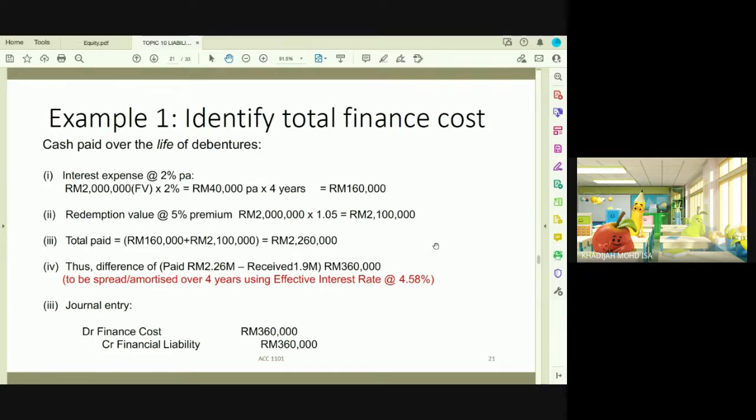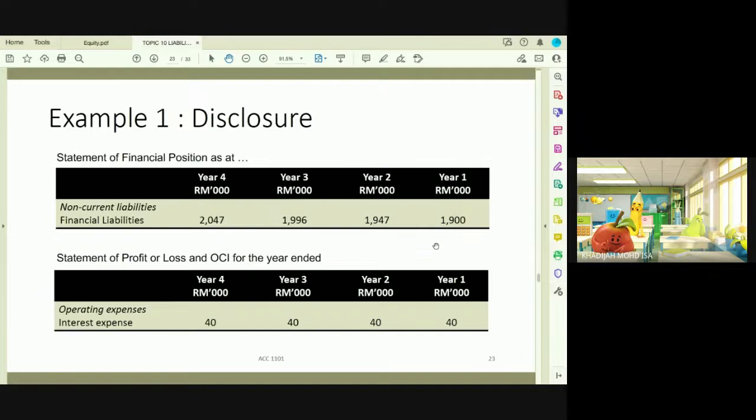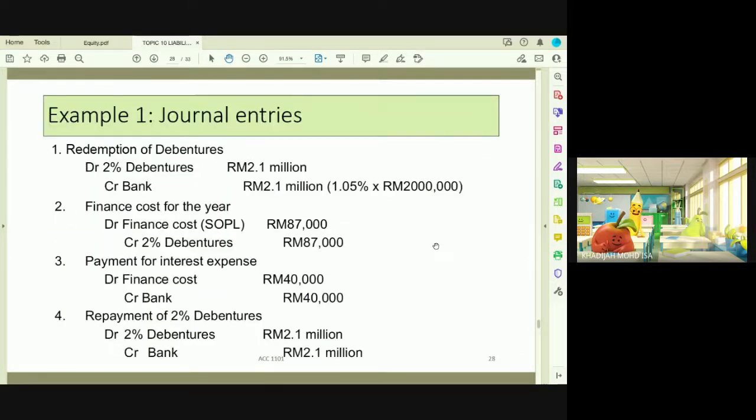40,000, is there anywhere here? This is the interest paid over the 4 years period, right? So the 2% of the 2 million. Interest expense, repayment of 2% debentures, credit bank. Repayment of debentures.